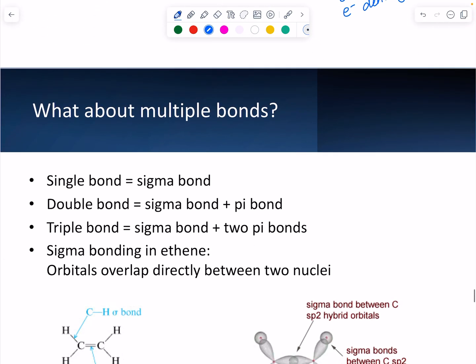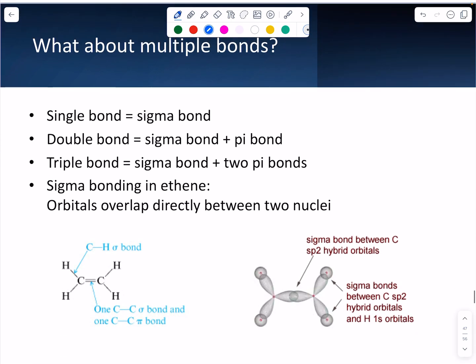And so when we have multiple bonds, here's what we have. If it's a single bond, it's a sigma bond. If it's a double bond, it's one sigma bond and one pi bond. If it's triple, it's one sigma and two pi bonds. The sigma bonding is going to be directly in line between the two atoms, and then the pi bond is going to be above and below that. So that's the difference between sigma bonds and pi bonds.